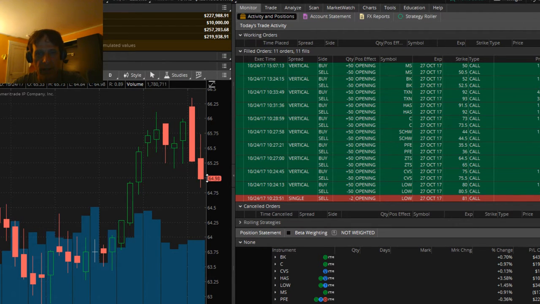Because our break-even point is probably around 64.70, 64.80, somewhere in that area. That's our break-even. So at 64.98, we're still making money on this one. Not what I want to, because ZTS, we're looking at a 25% increase, a 25% return on our investment if she stays above 65.